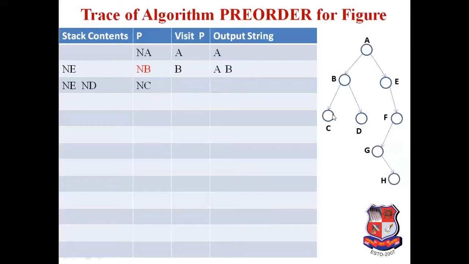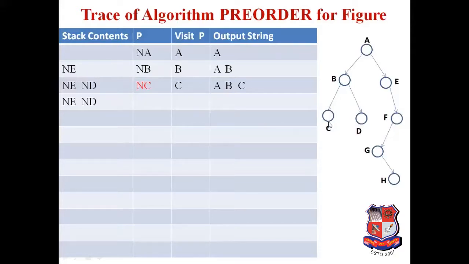Now P is not null, so we have to process that node NC. Repeating the same, we visit the node C and add C to the output string. The current content of the stack is NE and ND. Now we add the right child of C to the stack. What is the right child of C? We don't have any right child of C, so we can't add anything to the stack, and the stack remains as it is, right?